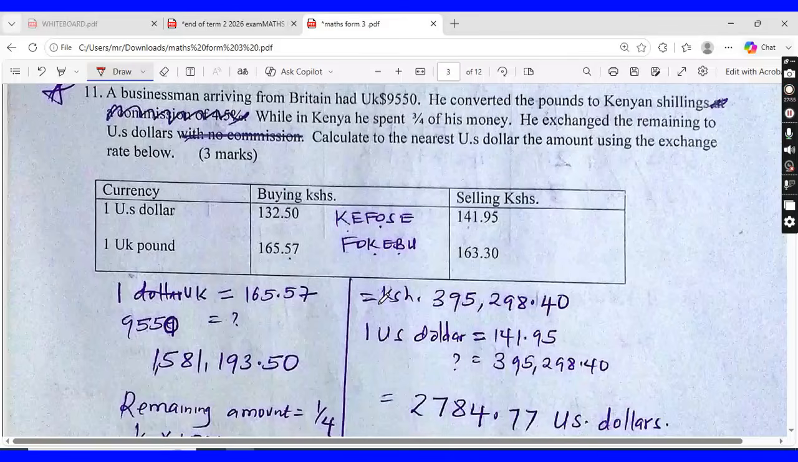So we converted that amount to Kenya shillings. The businessman arrived in Britain and converted the pounds into Kenya shillings. So it's converting foreign to Kenya, and we use buy. You see now, buy foreign, that's Kenya pounds to this. So that's why we use 165.57.